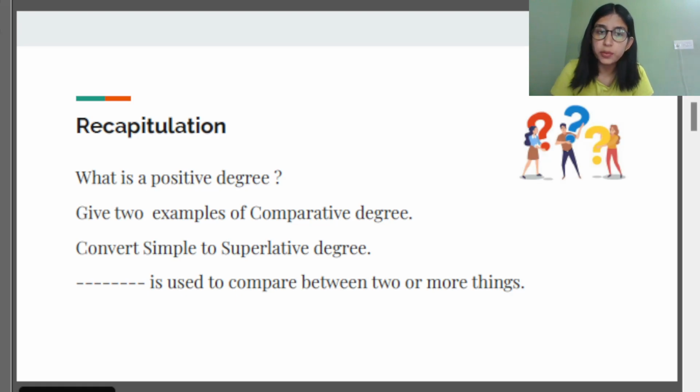You understood the concept of different degrees that are there in adjectives, and how they are being used. There is the positive degree, there is the comparative degree, and lastly there is the superlative degree. In positive degree, we are just telling the quality of the noun, while in comparative degree we are comparing two nouns. In the superlative degree we are comparing the nouns, but the comparison is drawn between more than two things, right?